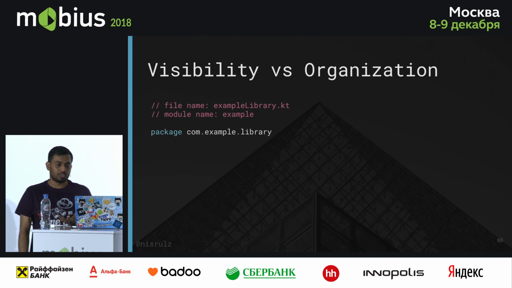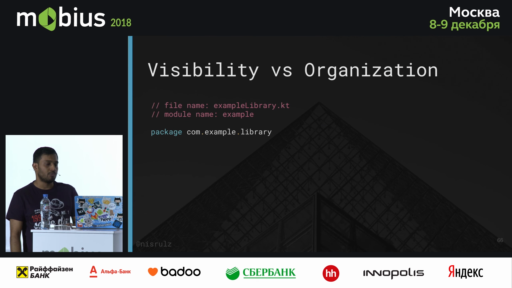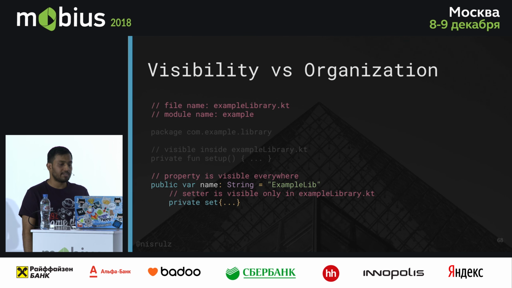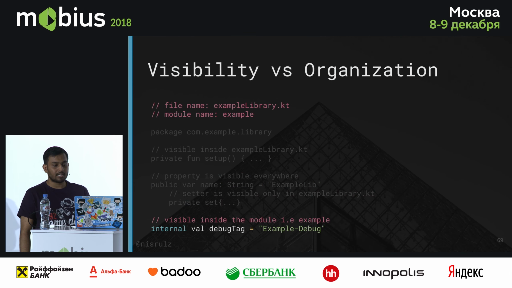Here's an example of how this thing works. So you have a standard package, com.example.library, and then you have the private function, which is only visible inside the example library.kt file. You have a public field, which is visible everywhere. But when it comes to internal, it's visible only inside the module, like the folder itself, and not outside that. So no one can access outside this module the variable called debug tag. But inside the library module, you can access it within packages, outside the packages, everywhere.